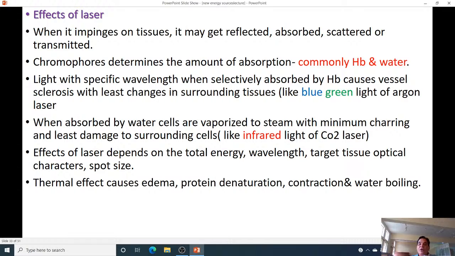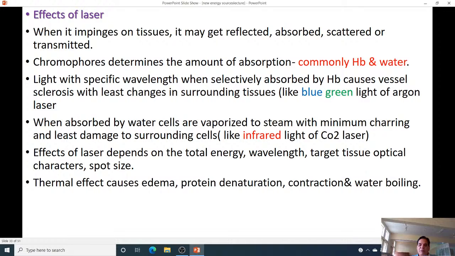Now what happens? It is absorption. How much is absorbed depends on whether the medium is blood or water. We are talking of a human being. Light of specific wavelengths is absorbed by hemoglobin, and here the color is blue-green. Whenever it is absorbed by water and vaporized to steam, the light is the infrared light of a CO2 laser. You must have heard the name infrared light. So there is minimum charring and minimum damage to the surrounding.